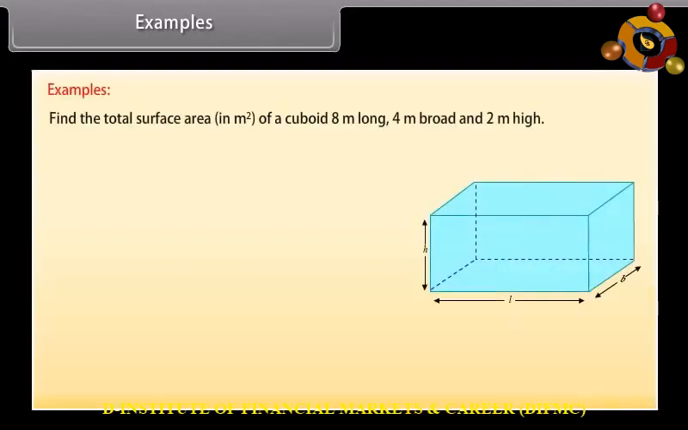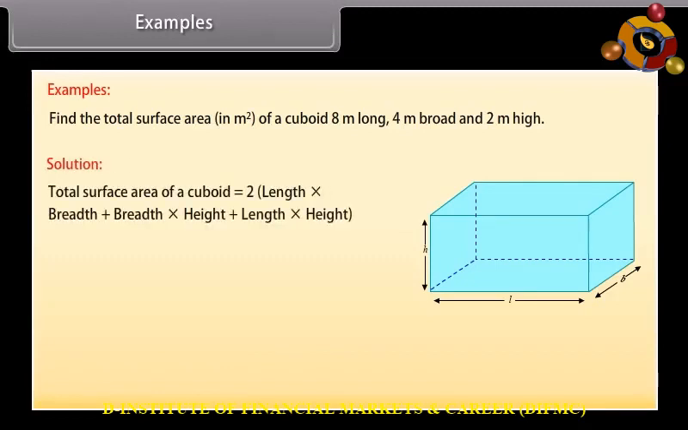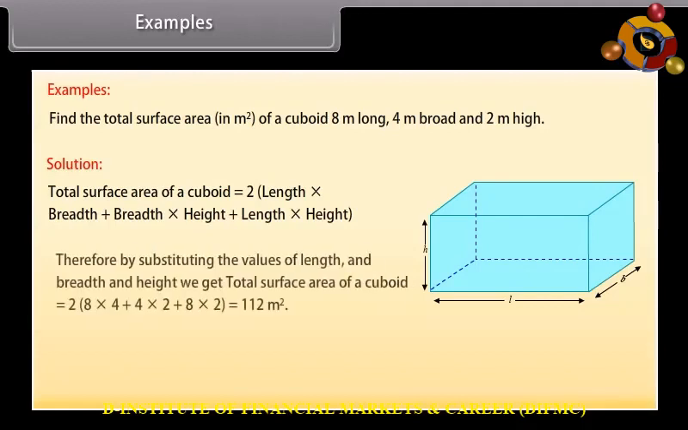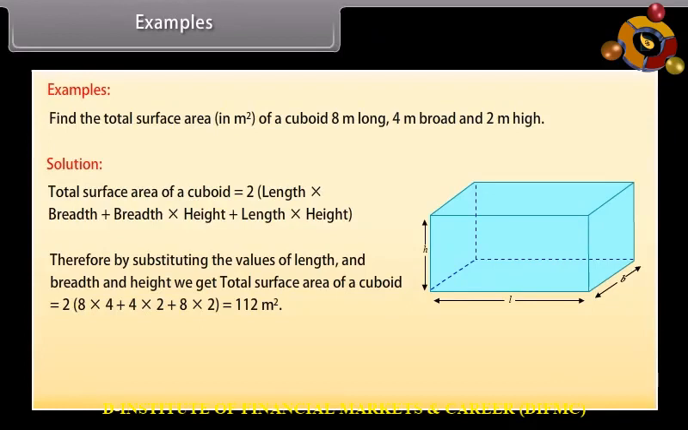Example. Let us solve some examples now. Find the total surface area in meters square of a cuboid 8 meter long, 4 meter broad, and 2 meter high. Solution. We know that the total surface area of a cuboid is equal to 2 into (length into breadth plus breadth into height plus length into height). Therefore, by substituting the values of length, breadth, and height, we get total surface area of the cuboid, which is equal to 2 into (8 into 4 plus 4 into 2 plus 8 into 2), which is equal to 112 meters square.